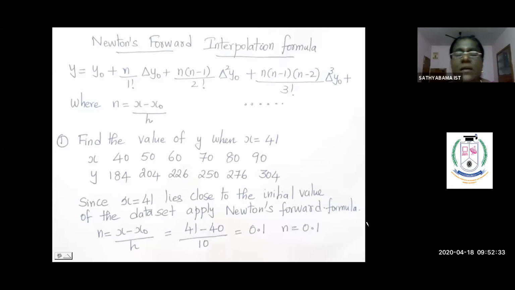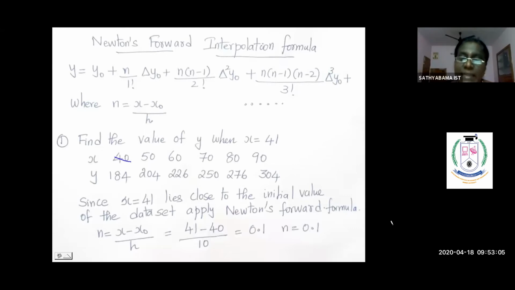What is x? x is the value for which you need to calculate y. Through this, I can calculate n. So in this problem, I've calculated n, which is x equal to 41 minus the initial value 40, by the common difference, which here is 10, since the values are 40, 50, 60, 70. So the common difference is 10, and if I simplify, I get 0.1. So finally, I got n equal to 0.1 in this problem.